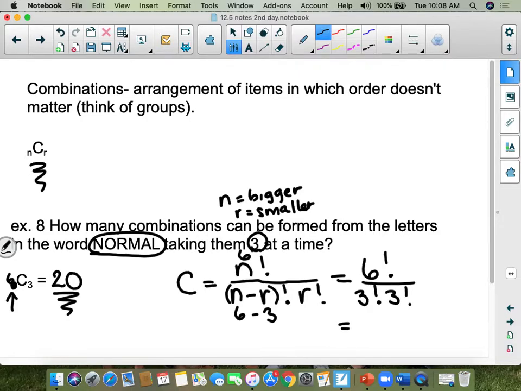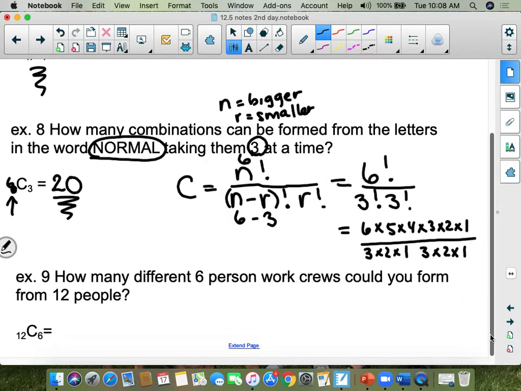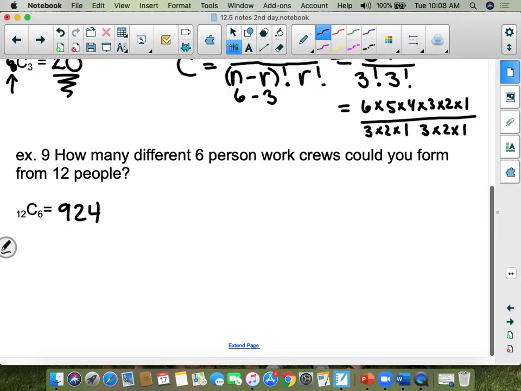So this is the long way. You're going to do 6 times 5 times 4 times 3 times 2 times 1 in your calculator, divided by 3 times 2 times 1 times 3 times 2 times 1. And when you do all that, you should get 20. But hopefully you have that calculator so you can just do it the fast way. So if you're taking 12 people taken 6 at a time, you get 924. That's using your calculator.